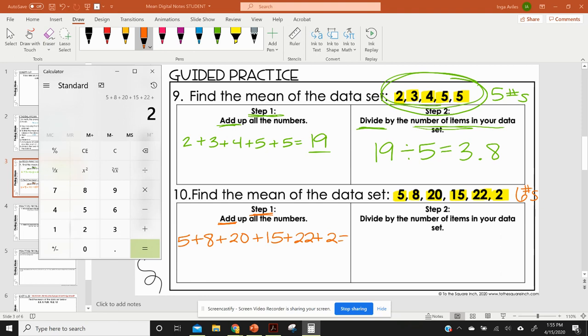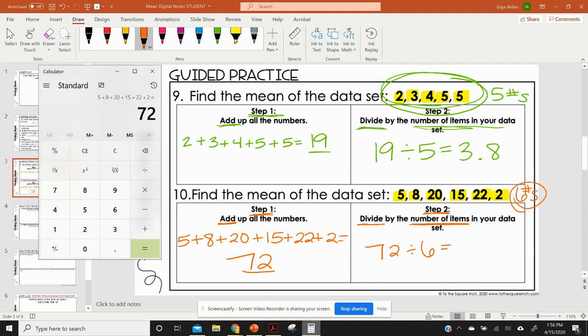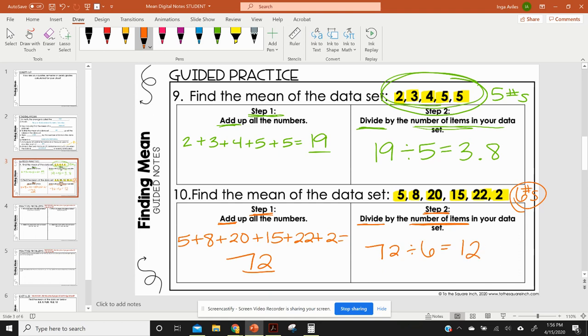The one thing that you do have to be careful about is to make sure that you have all of the numbers in your calculator. Don't skip any, because if you do, it's going to mess everything up. So our total this time was 72. Again, in step 2, we're going to divide by the number of items. So we're going to take 72, which was our sum, and divide it, in this case, by 6. Now, you should know this one off the top of your head, but 72 divided by 6 is 12. And that's it. That's our answer for number 10. And 3.8 was our answer for number 9.